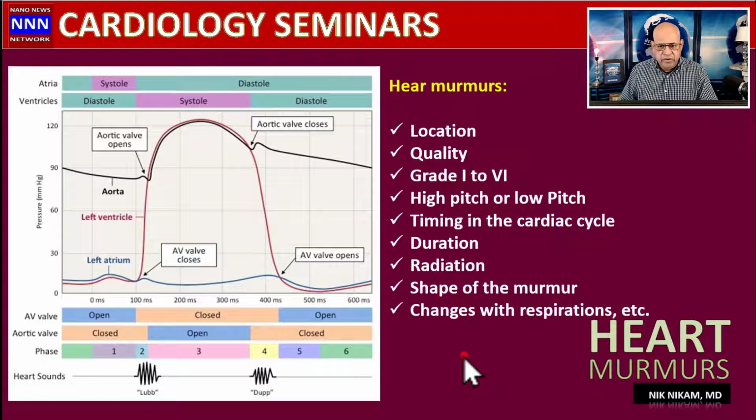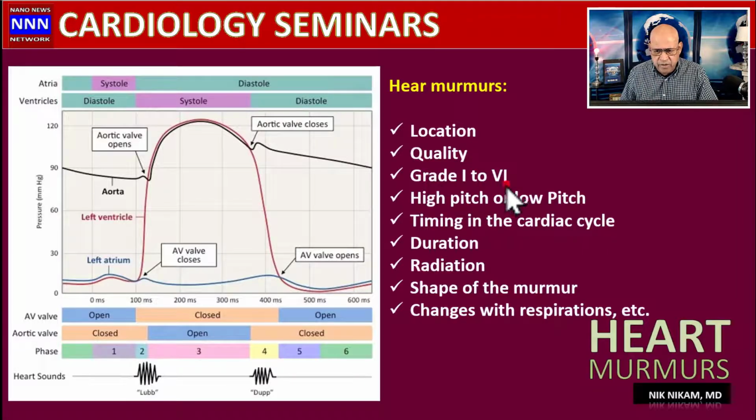The first thing you need to do is determine the location of the murmur. In what area of the heart do we hear this best? Is it the apex? Is it at the aortic level? Is it at the pulmonic location? Is it at the tricuspid valve location? Then the quality of the murmur. Is this harsh? Is this soft?